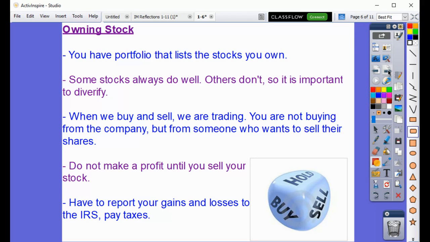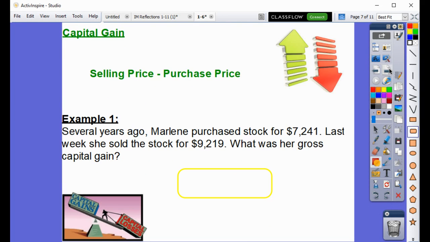When we buy and sell, we're trading. You're not actually buying from the company, but from someone who wants to sell their shares of stock. So they may own some and want to get out of that particular sector and sell them off. You don't make profit until you sell your stock, and you do have to report those gains and losses to the IRS. You have to pay taxes, people.